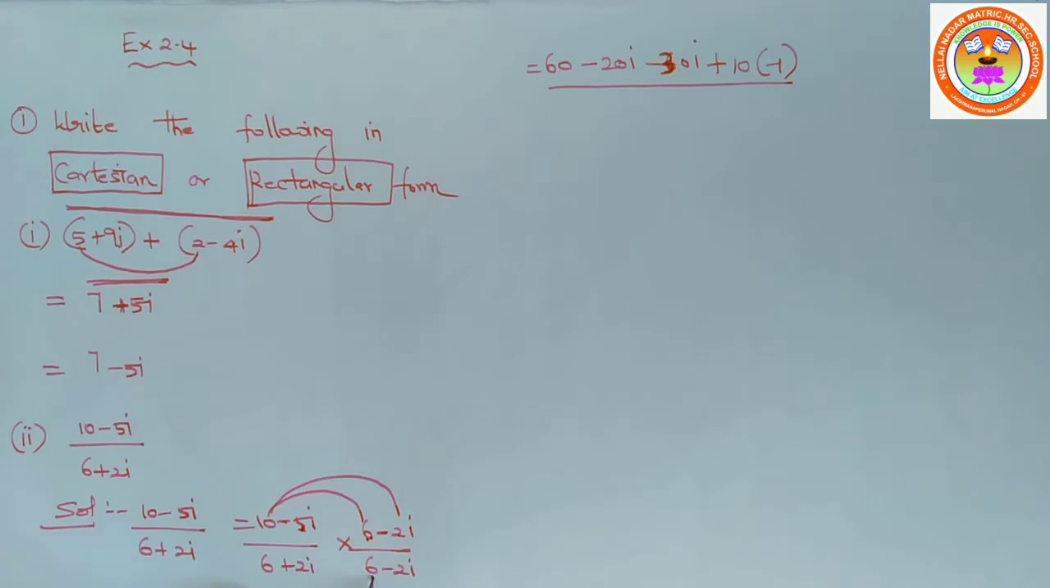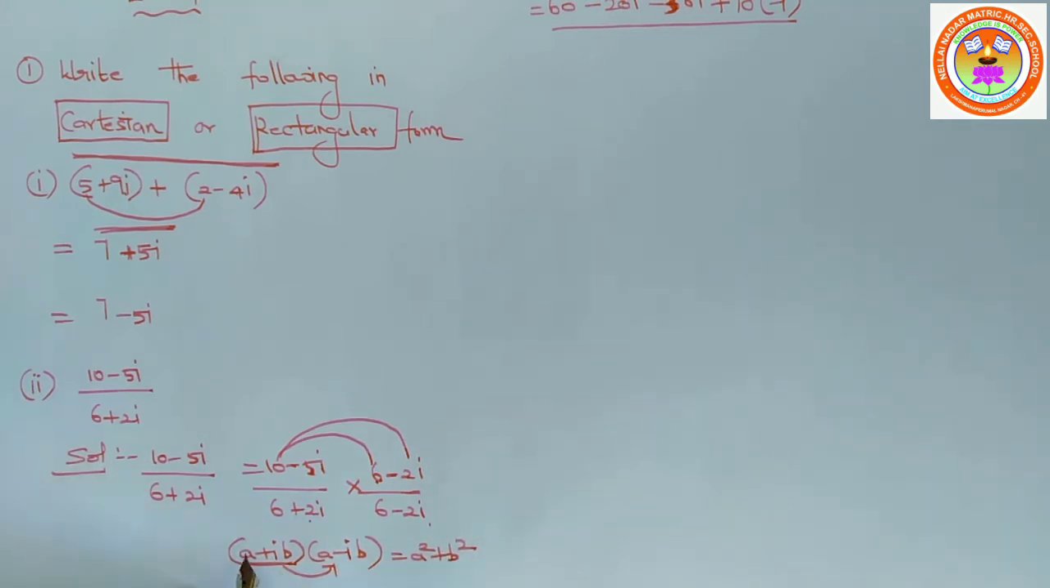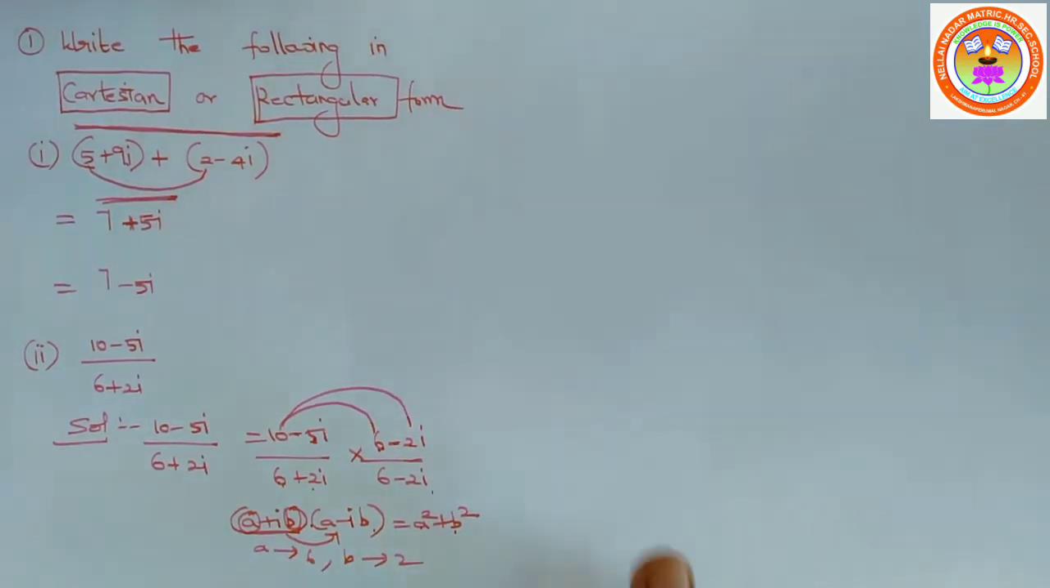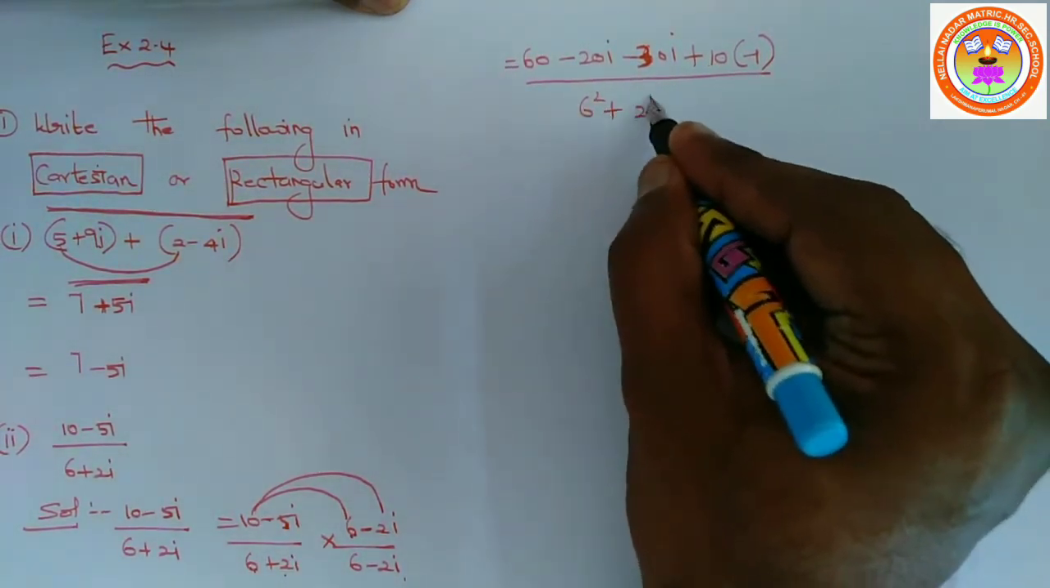Listen carefully. For the denominator, 6 plus 2i times 6 minus 2i: the conjugate of 6 plus 2i is 6 minus 2i. The formula is: the conjugate of a plus ib is a minus ib, and the product is a square plus b square. You should not write i. Here a is 6 and b is 2. So I write 6 square plus 2 square.